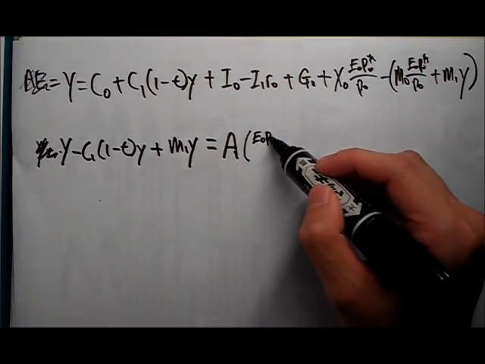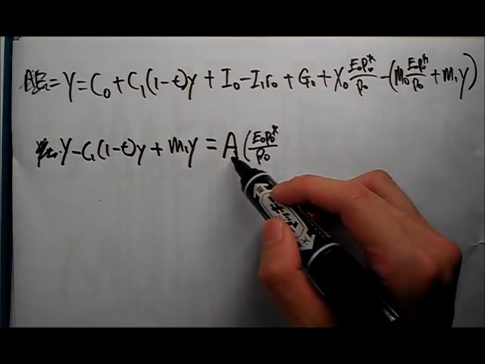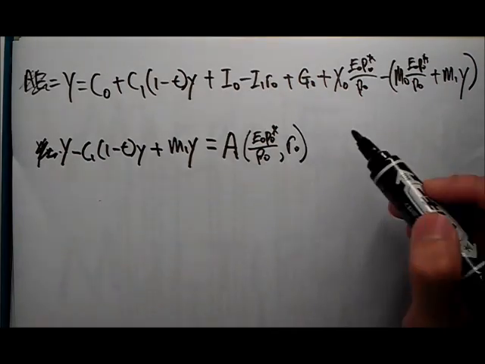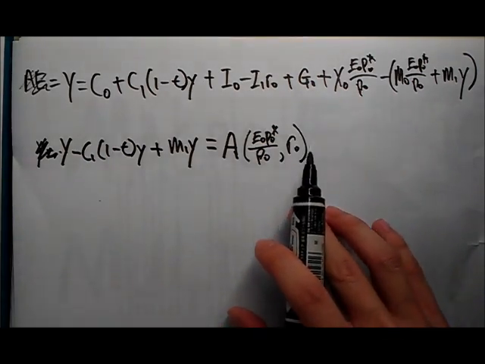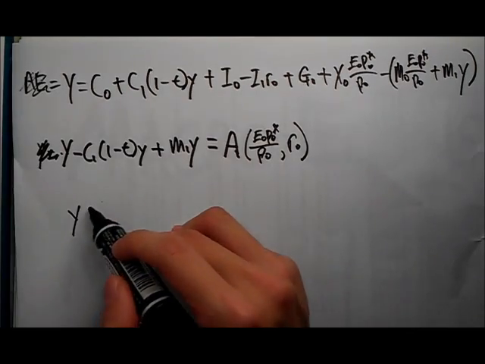So we've got to put this into the equation to show that this is a function of the real exchange rate and interest rate. This is very important. I'm almost done. It's 10 minutes. So what we do is we factorize Y out of this equation.